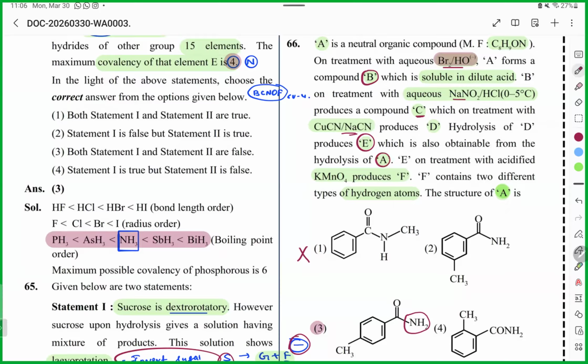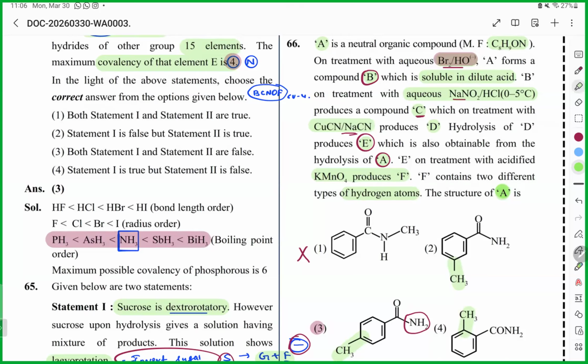Same thing. If you treat E with KMnO4, it will produce F. Then F contains two types of hydrogen. What will be A? You need to understand. See what will be the position of CH3. As simple as that. Ortho, meta, or para. Which is more stable? Para. Correct. And second, F contains different types of hydrogen atom.